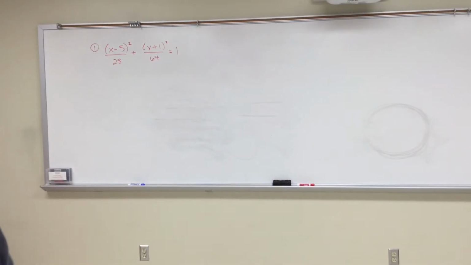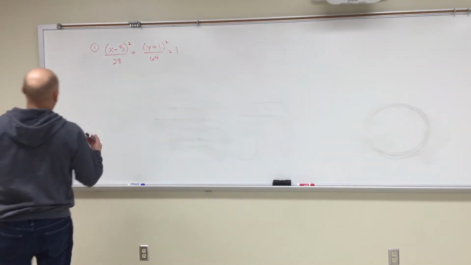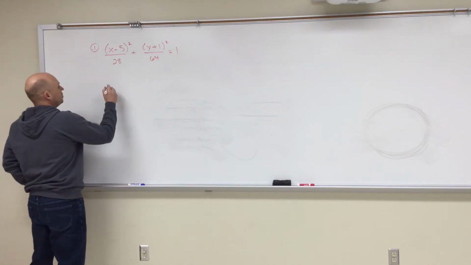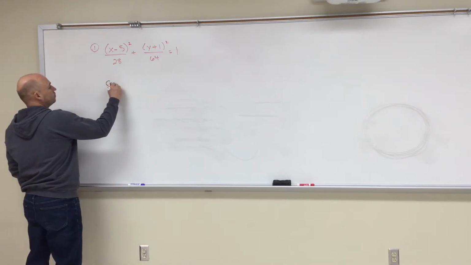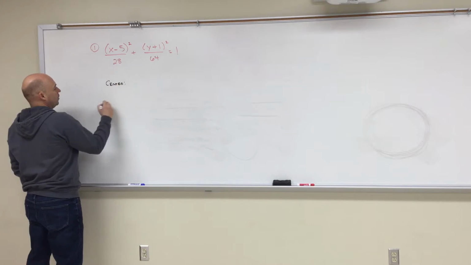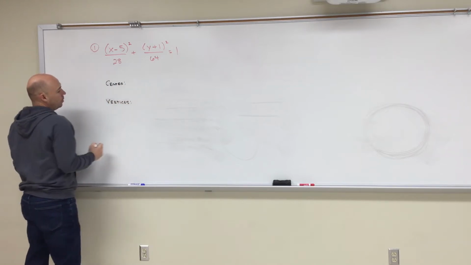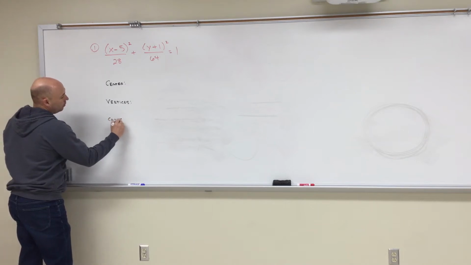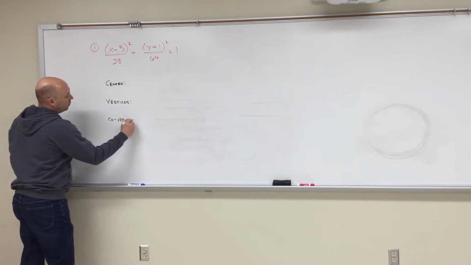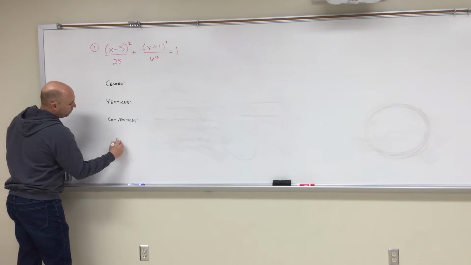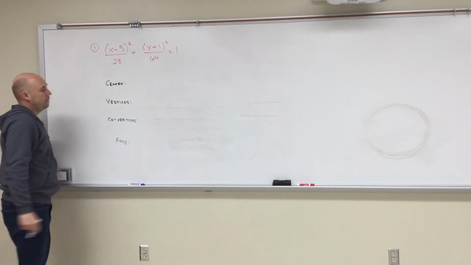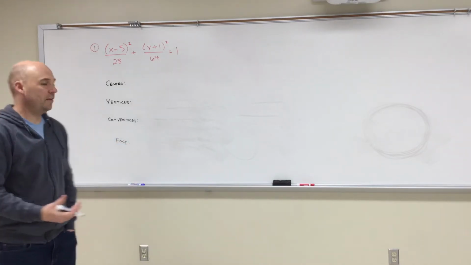Okay, now we're going to graph an ellipse. So there's 4 parts you need to be able to graph an ellipse. You need a center, you need vertices, you need co-vertices, you need foci. Okay? If you can figure out those 4 things, graphing an ellipse is not that bad.